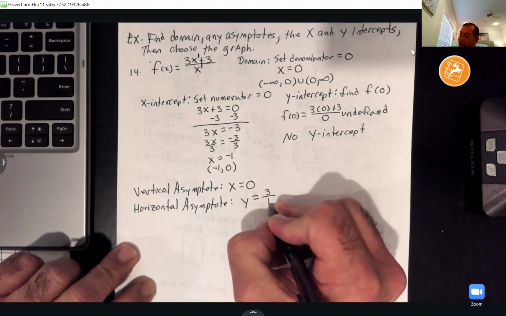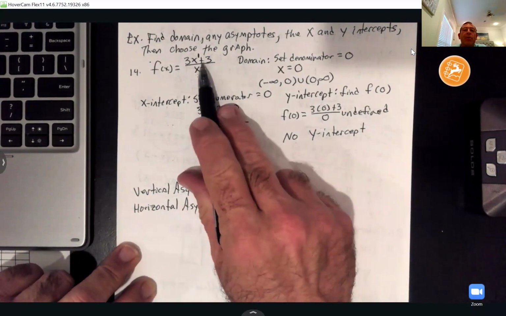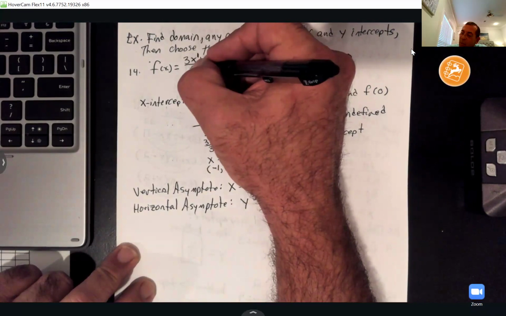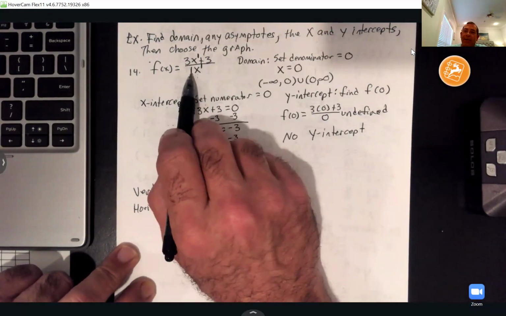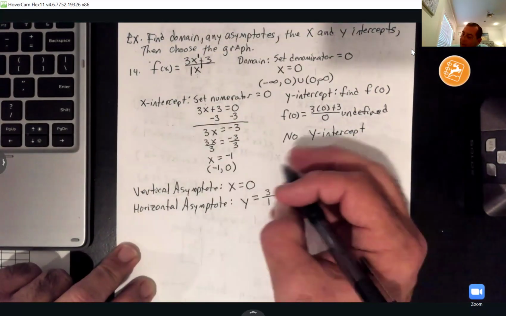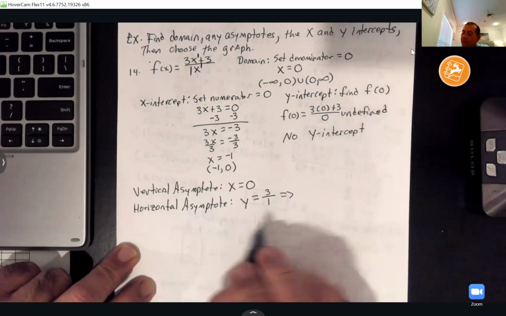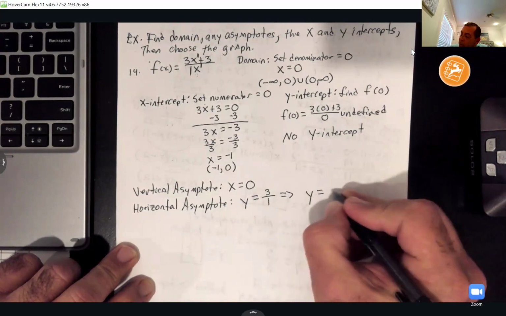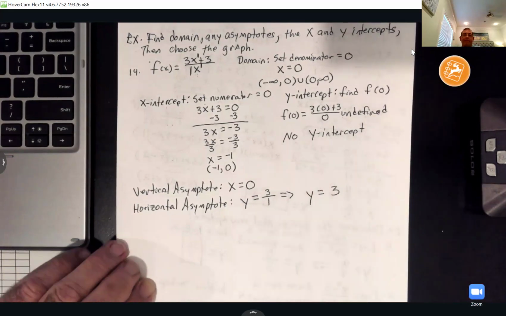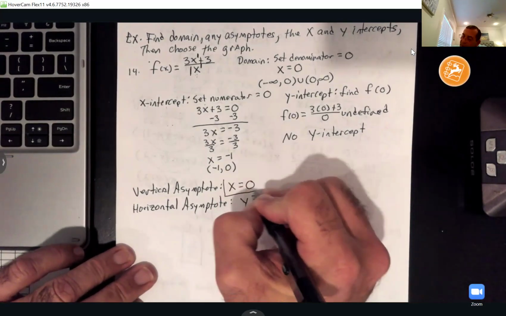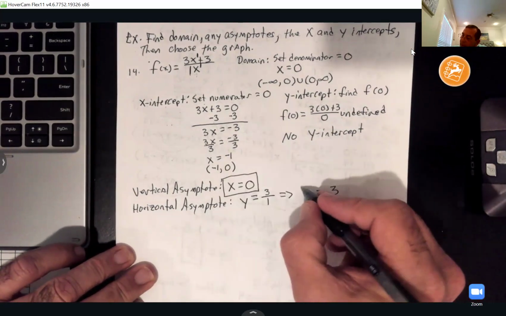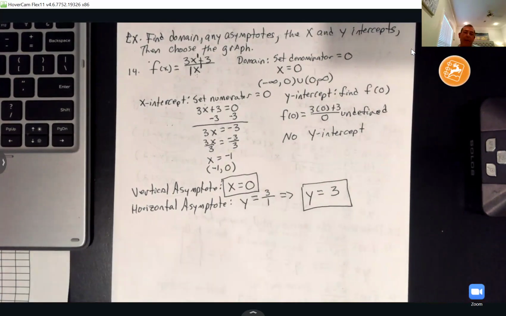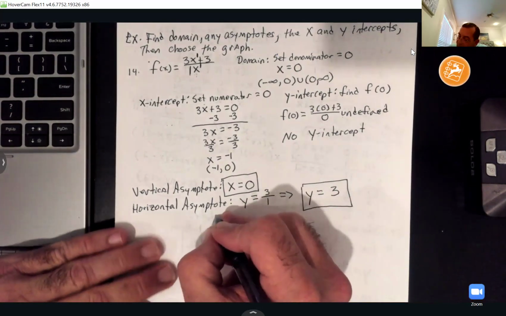On bottom you got a 1. Since they're equal degrees, I'm looking at the lead coefficients. And this is one where you've got to remember that there is a 1 in front of that x. But 3 over 1 just gives me what? y equals 3. So my vertical was 0. My horizontal is 3.